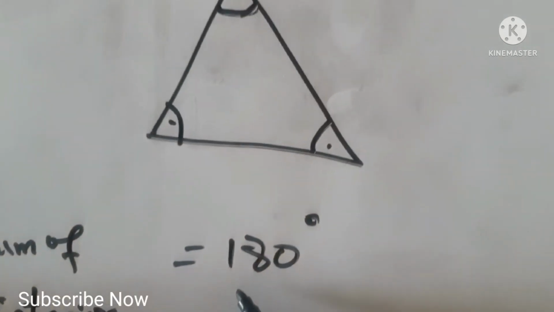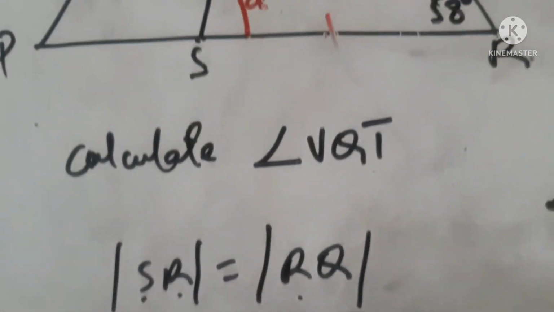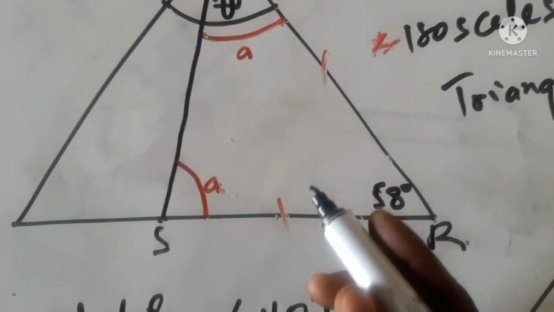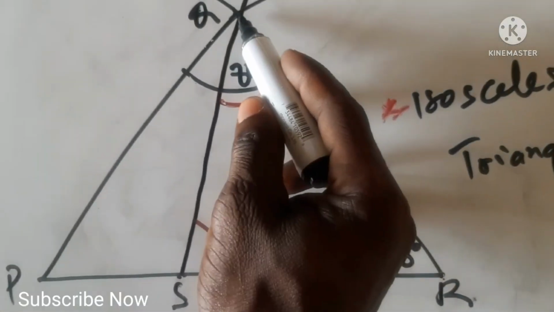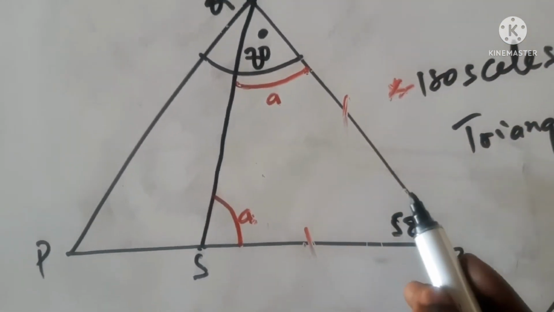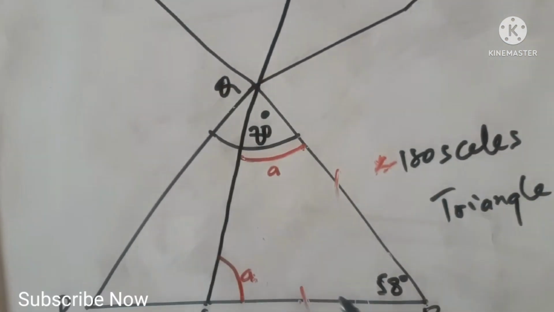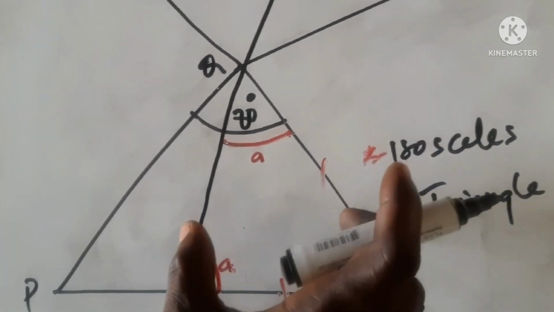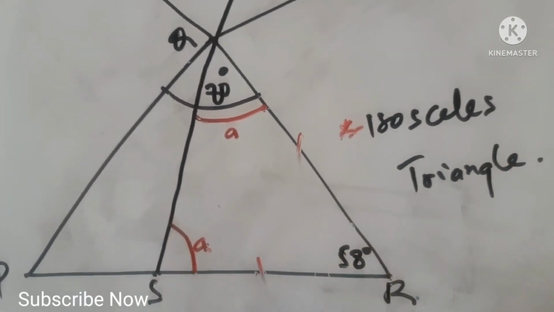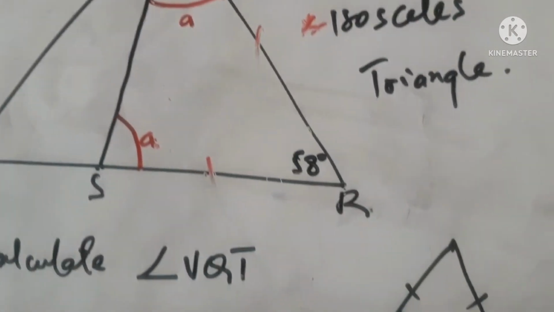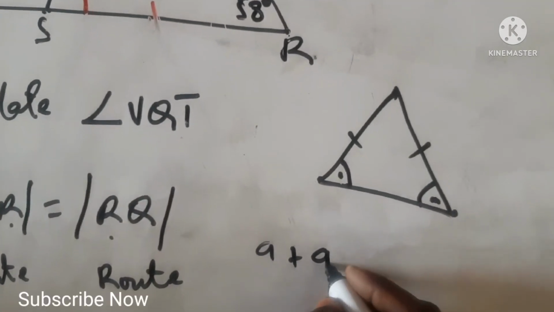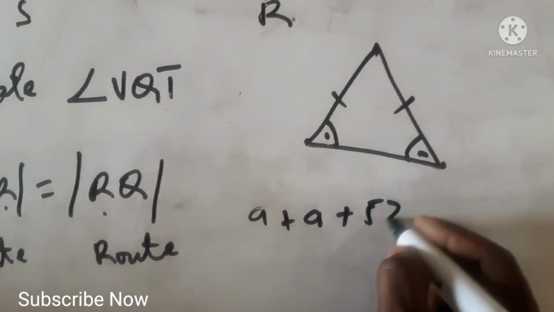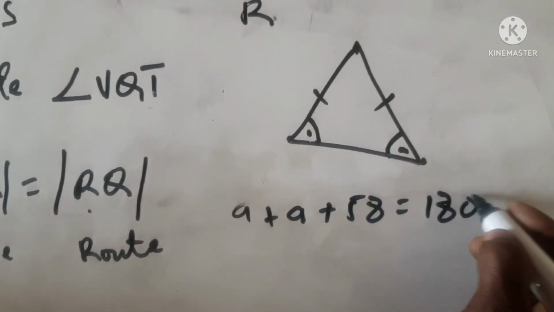Okay, so we are going to use this to solve this problem. The problem that we are going to solve, we see this thing to be what? A triangle. Don't look at the whole thing and say that it is difficult. If you are able to identify that this is available, just go for it. Now you can say A plus A plus 58 should be equal to 180 degrees.